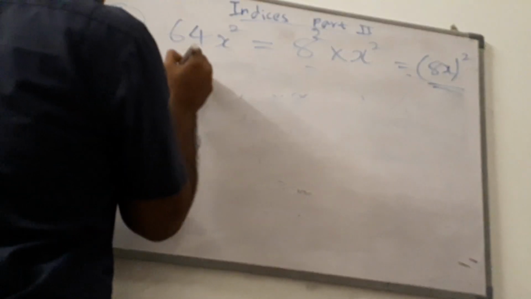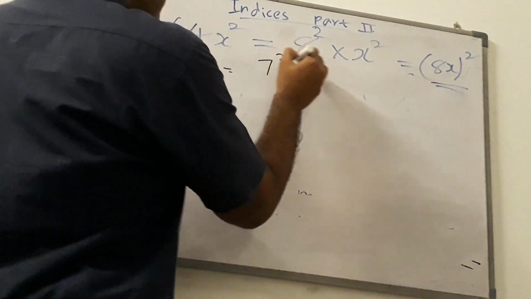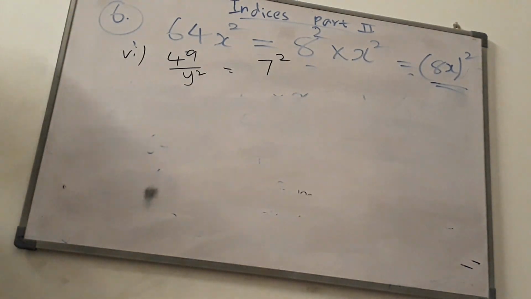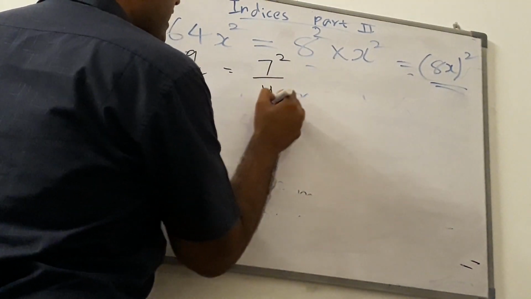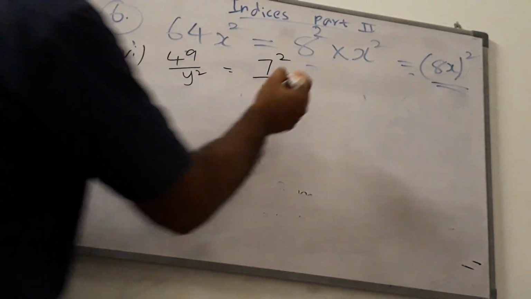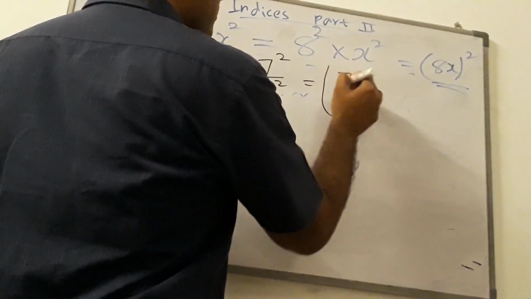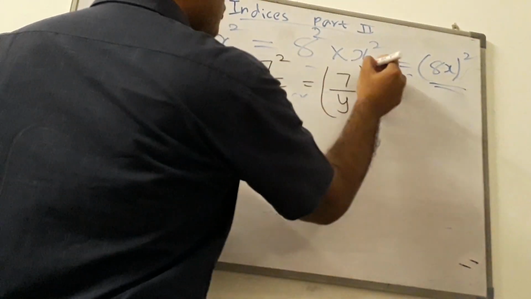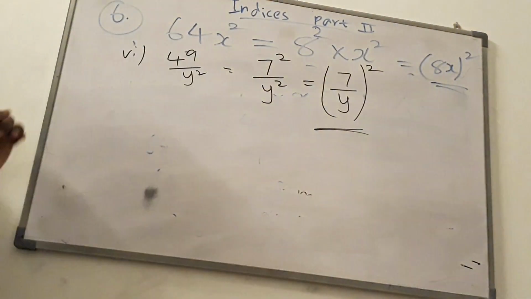Okay, next is 49 over y squared. Sixth question. We can write 49 as 7 times 7, or 7 squared. So 49 over y squared becomes 7 squared over y squared, where the power 2 is common to both 7 and y. So we can write this as 7 over y all together to the power 2. So this is the answer.